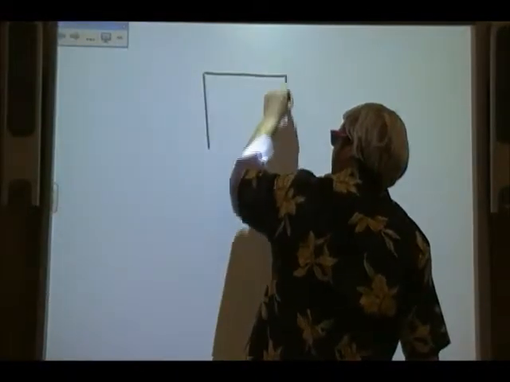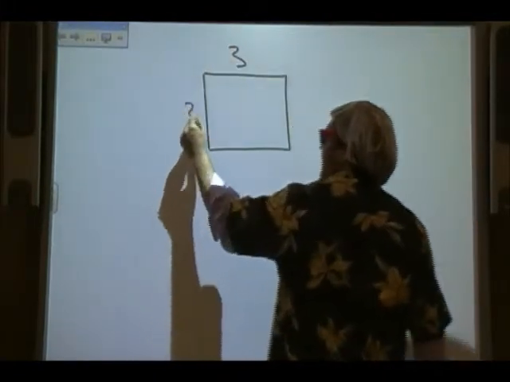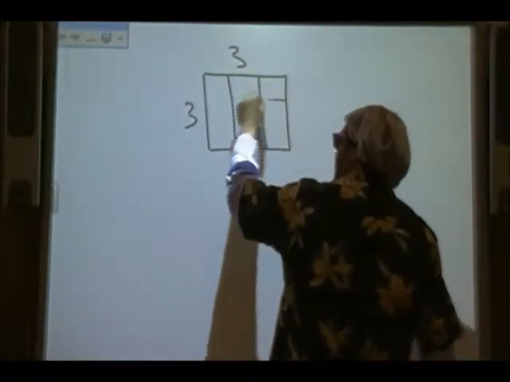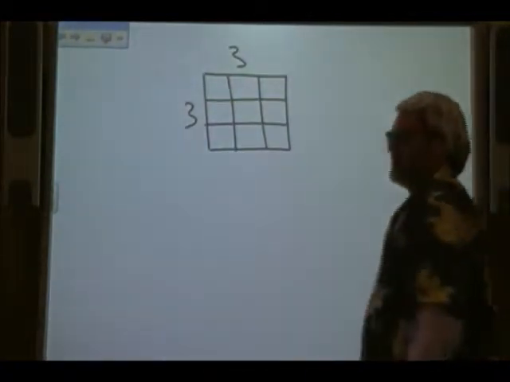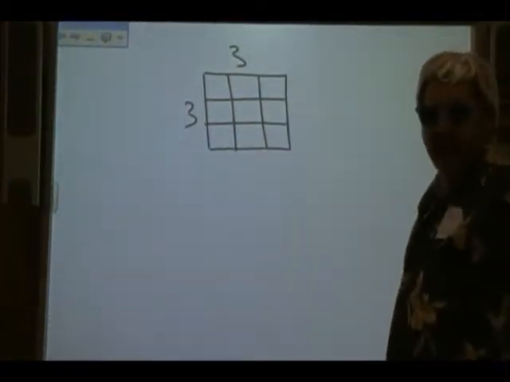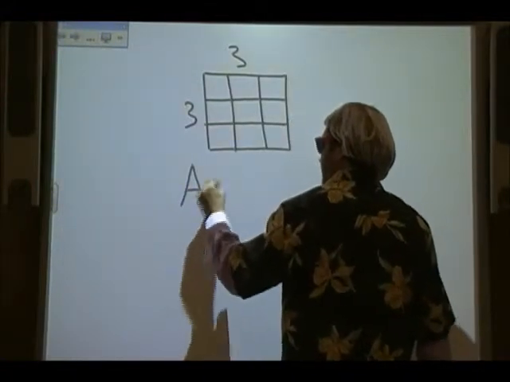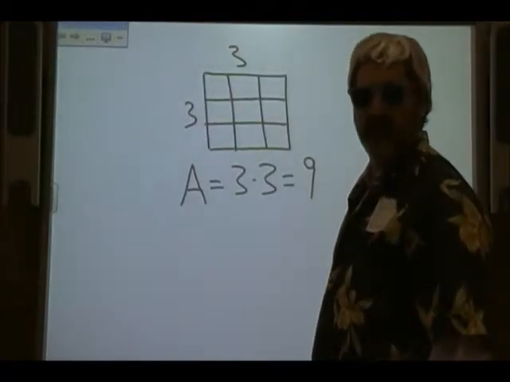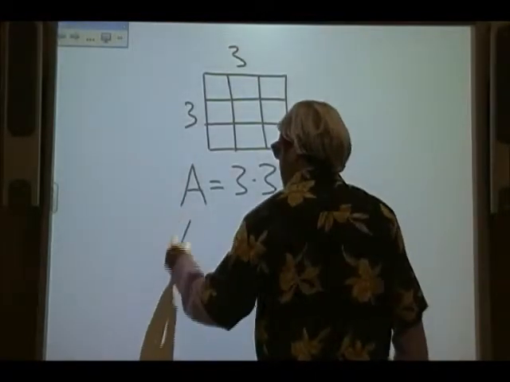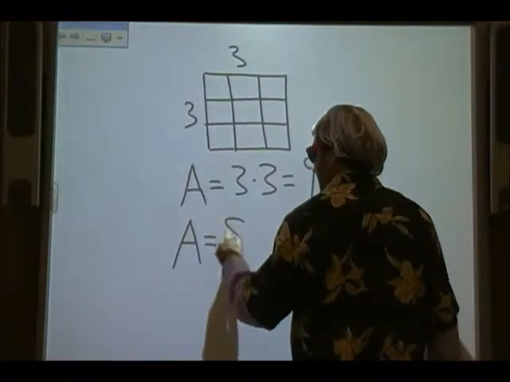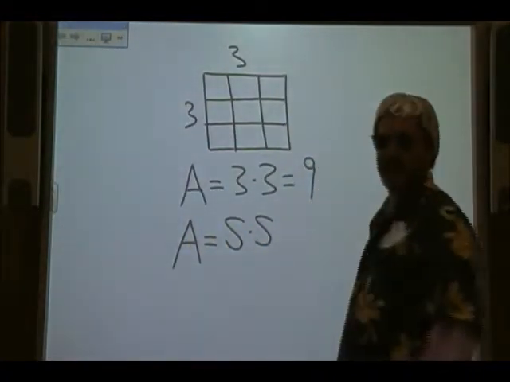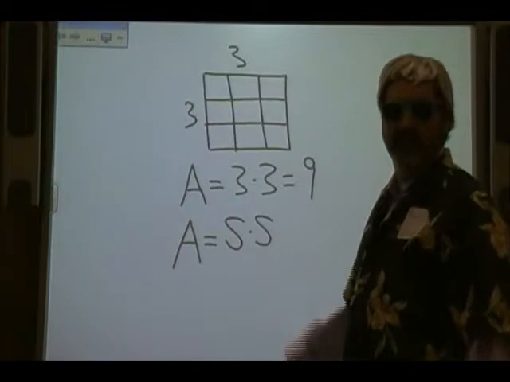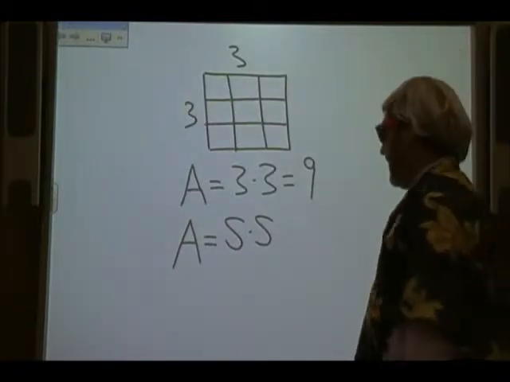Now, let's try area of a square. I'll make this. This is 9 squares, so you write area is 3 times 3, which is 9. But another way they like to do it is area equals side times side. Area equals side times side. Look, it spells my ex-wife.